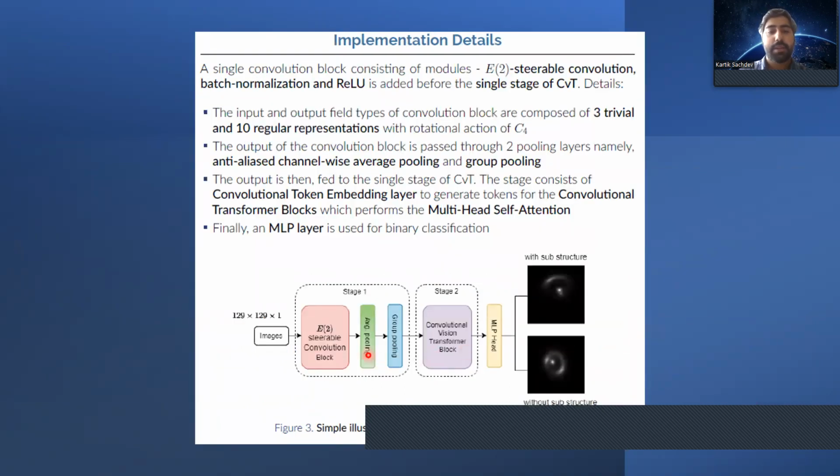So, the implementation details. Basically, the E2 steerable convolution block is placed before the convolutional vision transformer, to induce the inductive bias in the network before the image is fed into the transformer block. A single E2 steerable convolution block consists of the E2 steerable convolution, average pooling, and global average pooling. And the convolutional vision transformer consists of an embedding layer followed by a transformer where multi-head self-attention is performed, and an MLP layer used for binary classification.